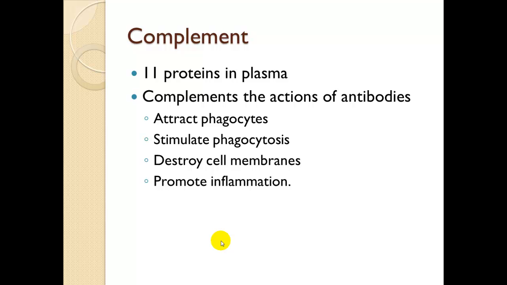Complement: 11 plasma proteins that complement the actions of antibodies. It attracts phagocytes, a dinner bell. It stimulates phagocytosis, stimulates eating. It destroys cell membranes, making the meal even more palatable, and promotes inflammation. So it promotes big dinners. That's what complement does. Complement essentially is a gigantic dinner bell when released.